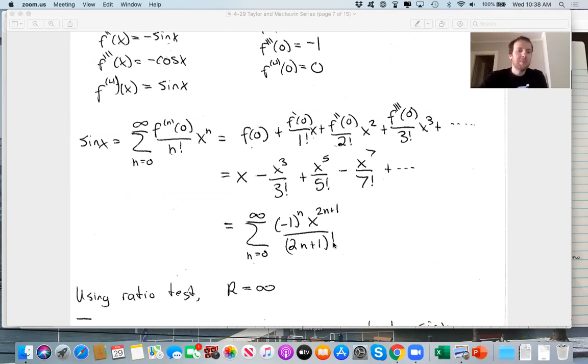And what makes a connection is that sine of x is an odd function, odd in the sense of its symmetry. And it's no accident that sine of x, an odd function, only has odd powers in its Taylor series.